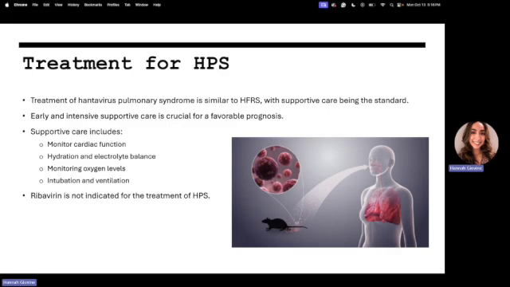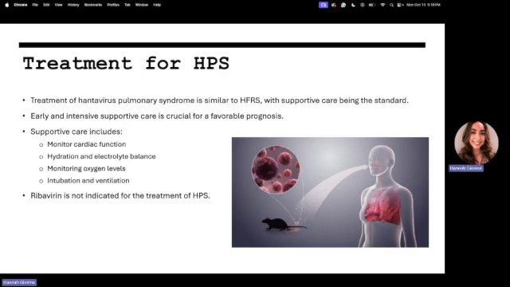Supportive care here with hantavirus pulmonary syndrome still includes monitoring hydration and electrolyte balance. Definitely still monitoring the oxygen levels, as this coincides with respiratory conditions, as well as monitoring cardiac function, which is very important here. And in some severe cases, intubation and ventilation may be indicated here.